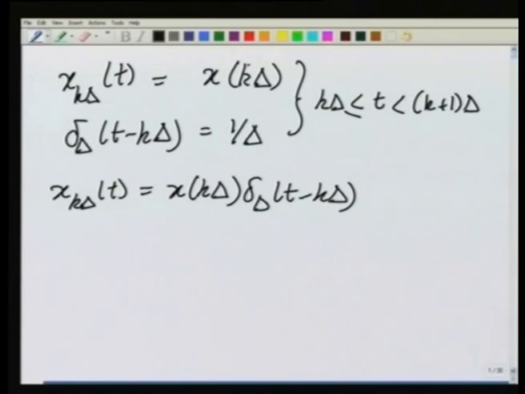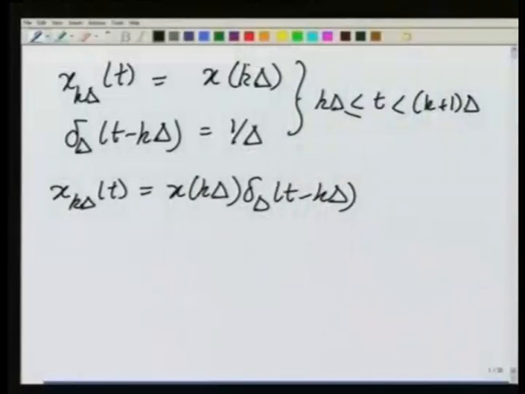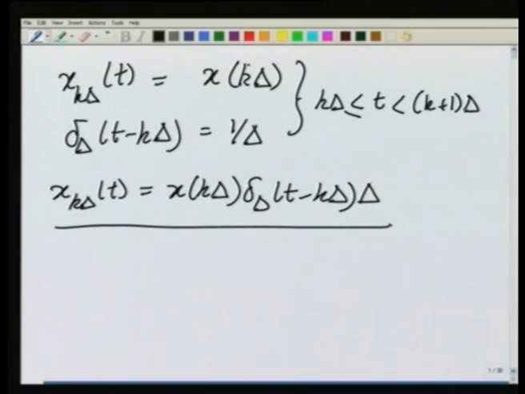This is almost okay, except for this one deficiency, that delta delta of t minus k delta has an amplitude of 1 by delta, not of unity. Therefore, we have to further multiply this by delta. This gives us the expression for x k delta of t in terms of our approximate impulse delta delta of t minus k delta, the shifted scaled approximate impulse. This is the equivalent to our earlier expression, where we had x k of n in terms of delta n minus k times x of k.